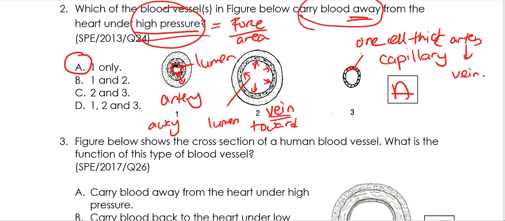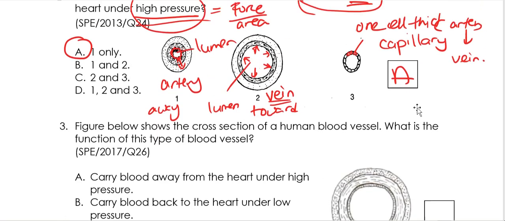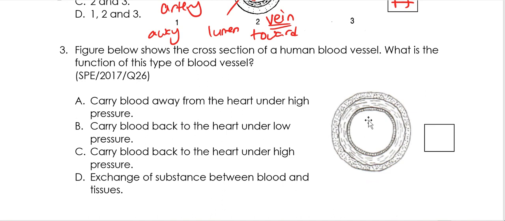Answer is A. The figure below shows the cross-section of a human blood vessel. What is the function of this type? If you can see that the lumen size is pretty wide right here, so the diameter here is pretty wide, you can definitely tell that that is a vein already. So the function of a vein, remember, veins are the only blood vessels that actually have these things called the valves. So how can you tell the direction of blood?